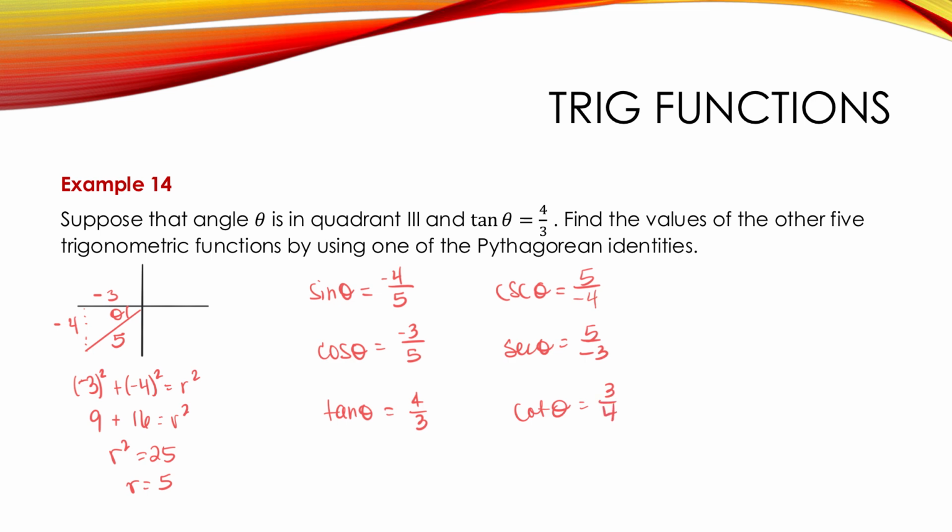And once again, if you wanted to, you could do 1 plus tangent squared equals secant squared. It's just a longer process and requires more algebraic hoops to jump through.